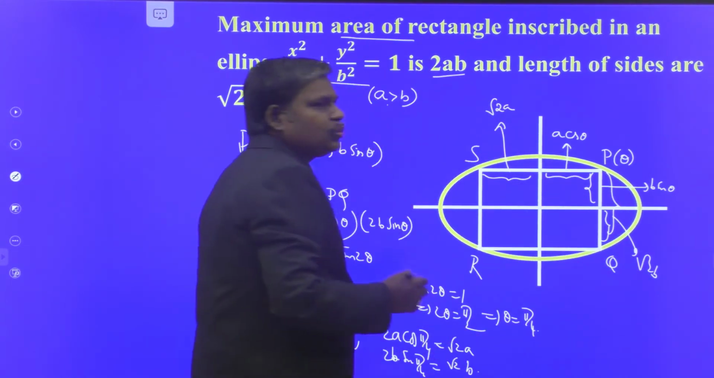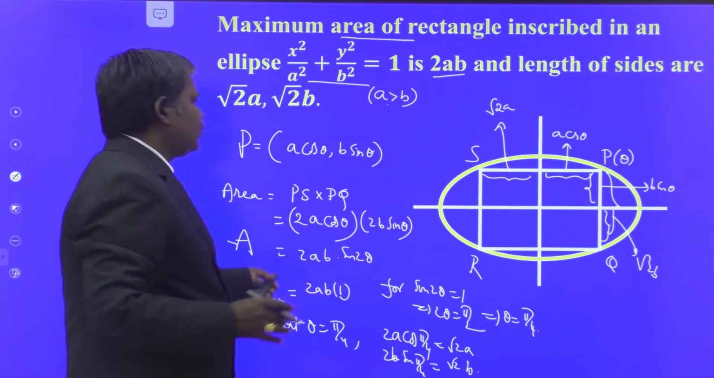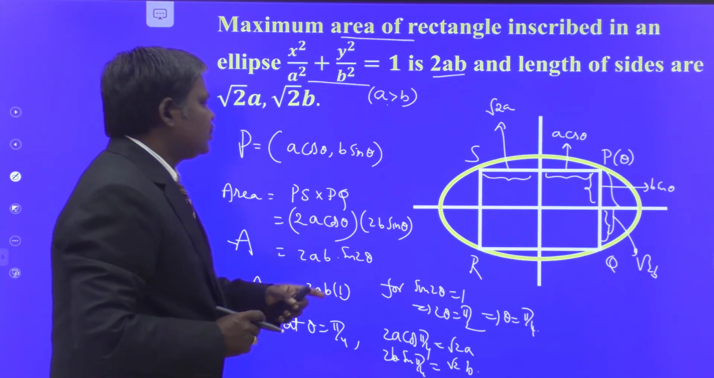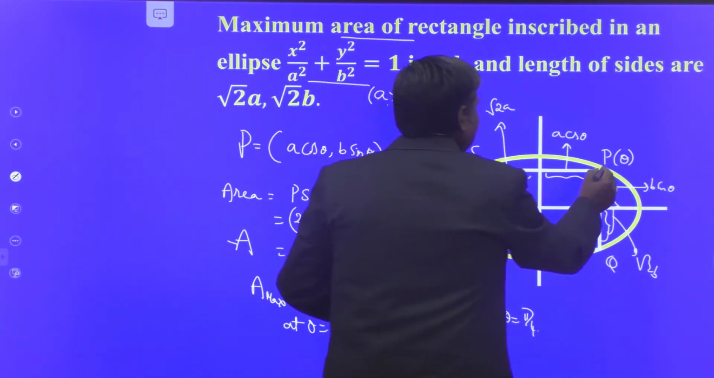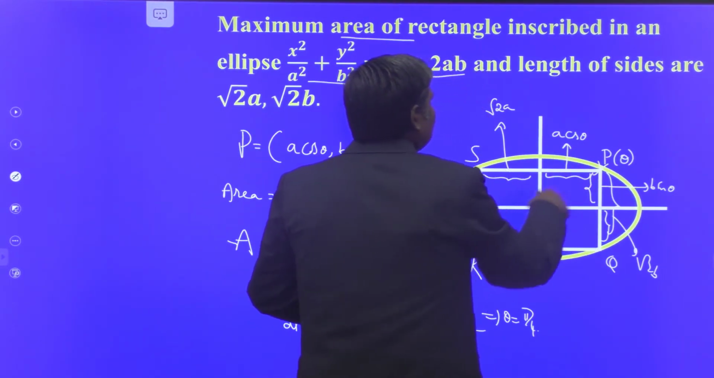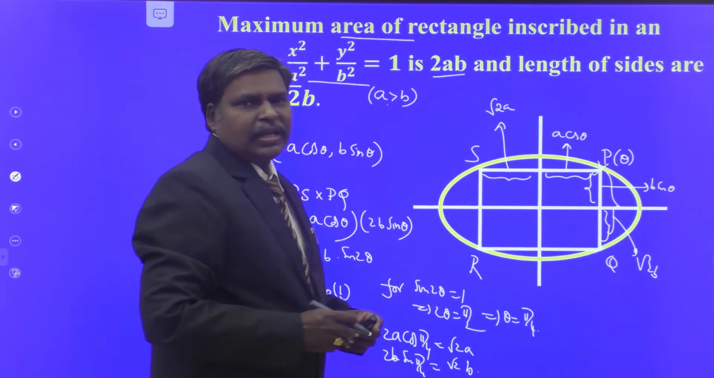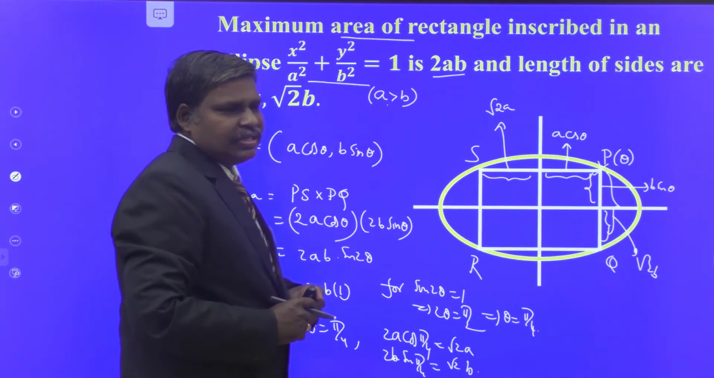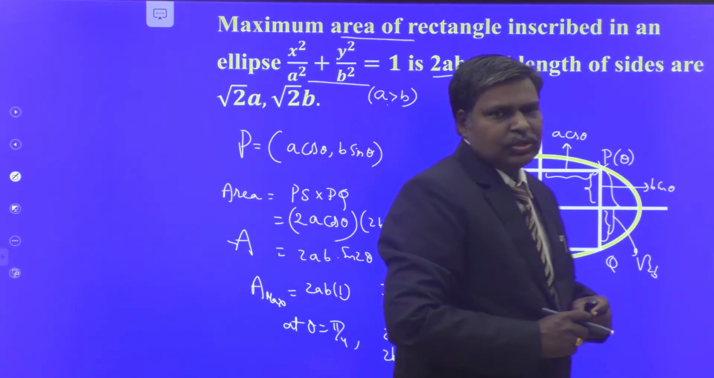The area is 2ab. So it is a very simple question, just by using the parametric equations of the ellipse. So this is any point on the ellipse which is one of the vertices of your rectangle. Understand? So the maximum area that can be inscribed in an ellipse is 2ab.